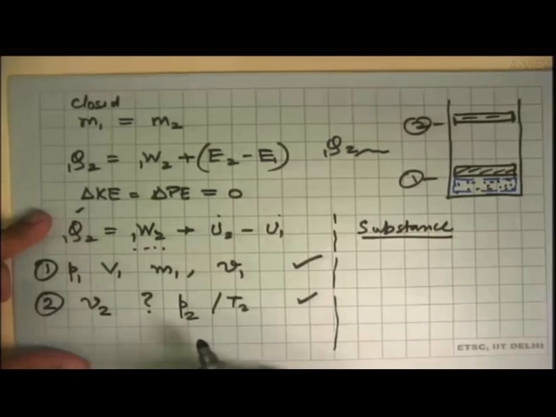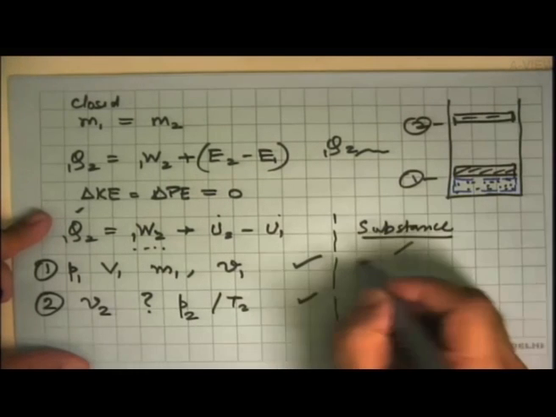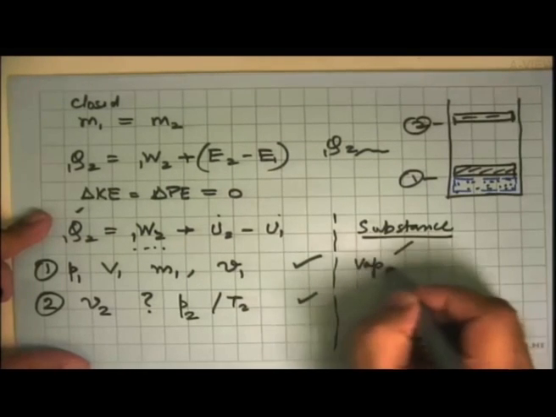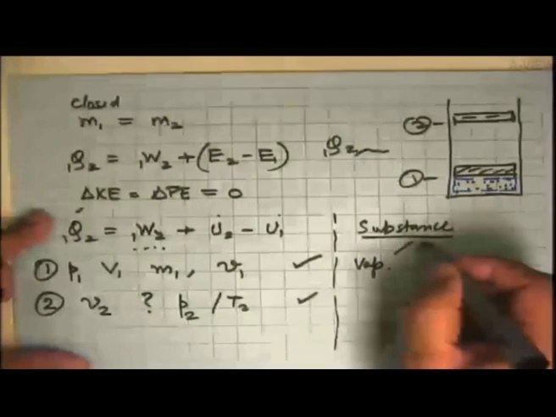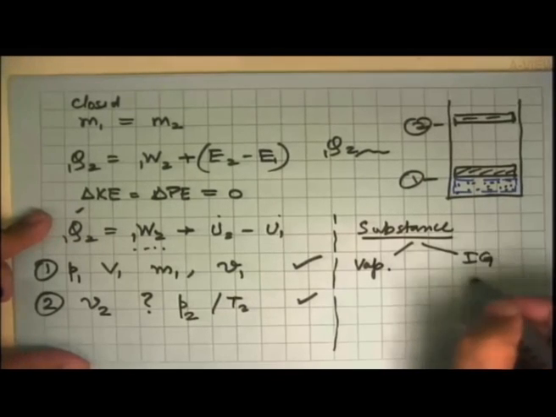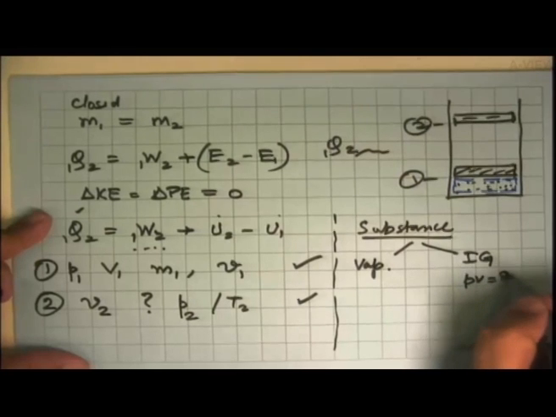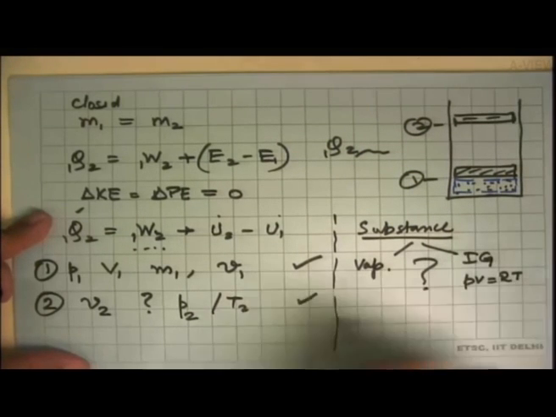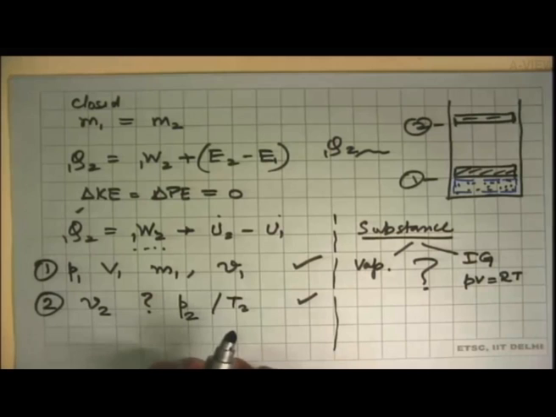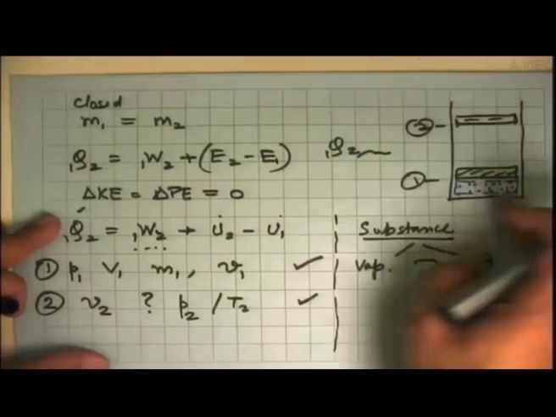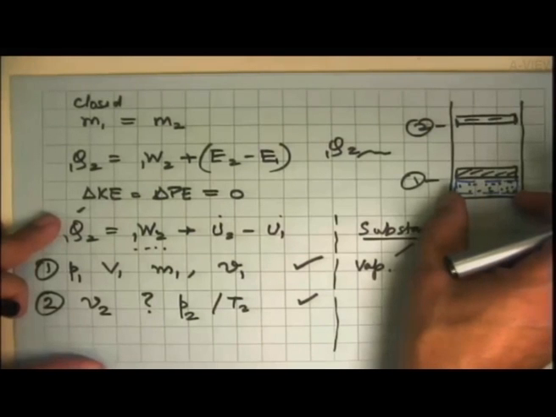Having learned the properties of your substance, we now have to make a decision. Should I assume this to be a vapor and go to the tables and charts, or should I assume this to be an ideal gas and use PV equal to RT? This is an important decision we have to make. And for that, we need to look at the problem and ask, what is it that is given here?